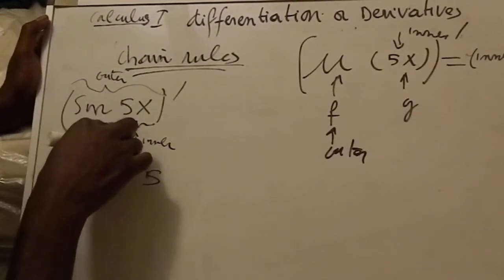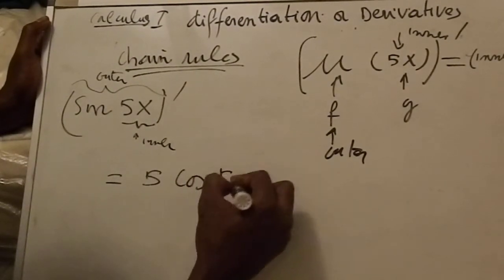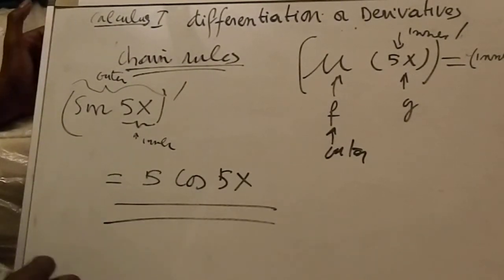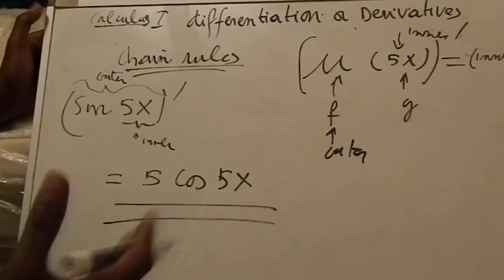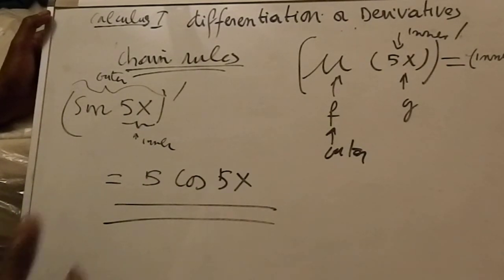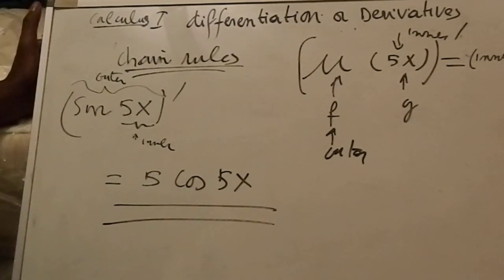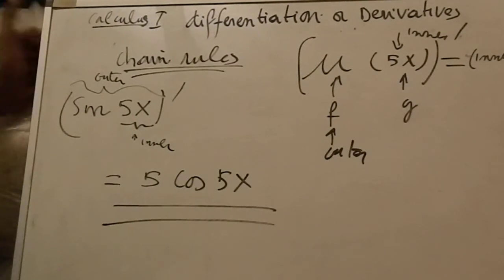The derivation of sine is what? It is cosine. That is going to give you 5 cosine 5x. And that's all. That is what the chain rule is about. You derive the inner function times the derivation of the outer. And that is basically the three basic rules that are going to be the main rules for derivation in calculus 1. Another video will come where I will do a lot of them, where I will explain it and go further. Thank you.